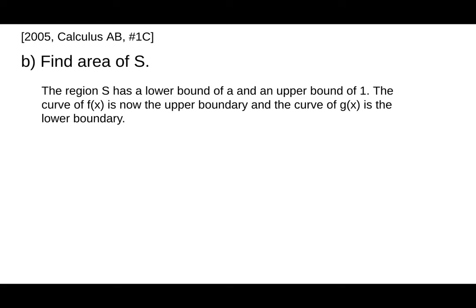In part B of the question, we are asked to find the area of region S. Region S is just the region further to the right of region R, and that one should start at the value of a and continue all the way to x equals 1. So the region S has a lower bound of our value of a, which we've already defined, and an upper bound of 1. At this point, however, the curve of f of x is now the upper boundary, and the curve of g of x is the lower boundary.